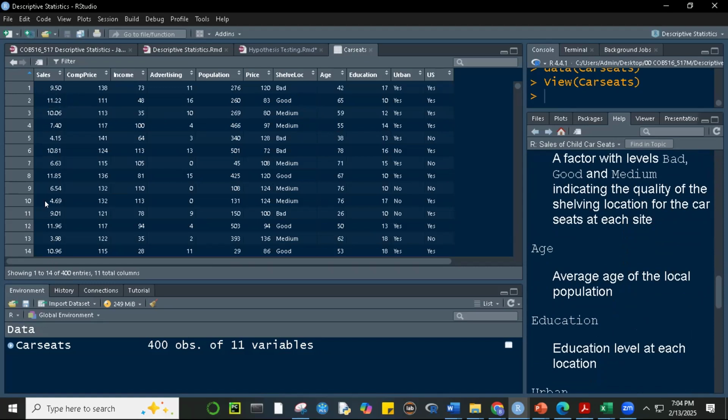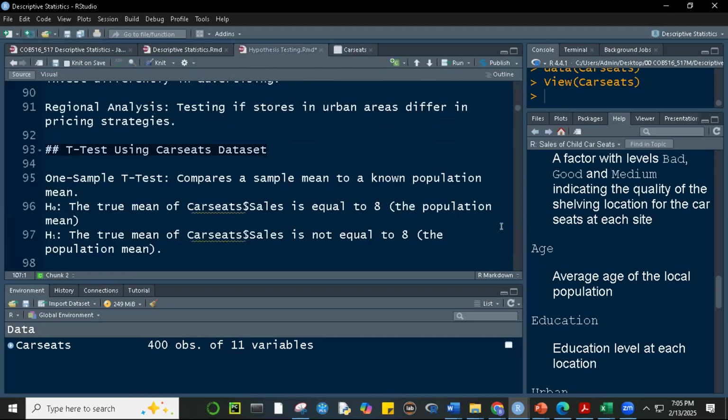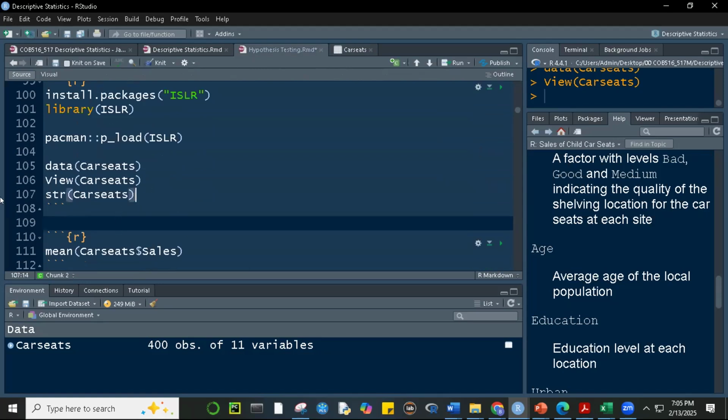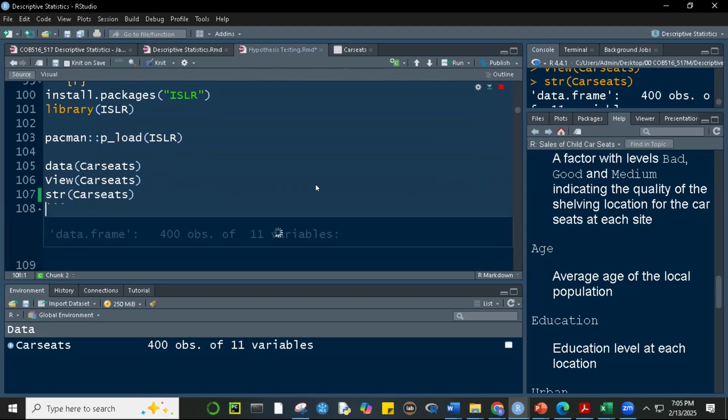These are different stores, 400 of them. And education also, and urban, and whether it's in the US or not. So I hope our data is clear. One thing that we can do to learn more about the data is get the structure. So this is str, the structure of the car seats, control enter.